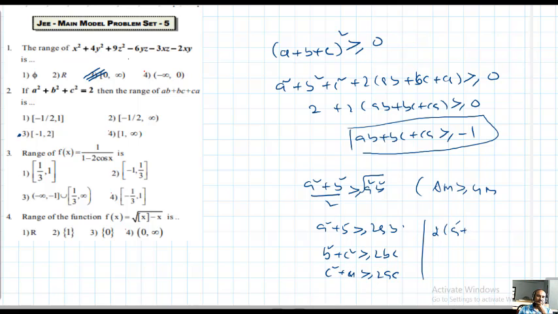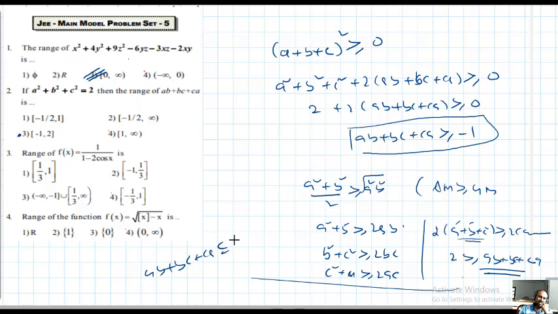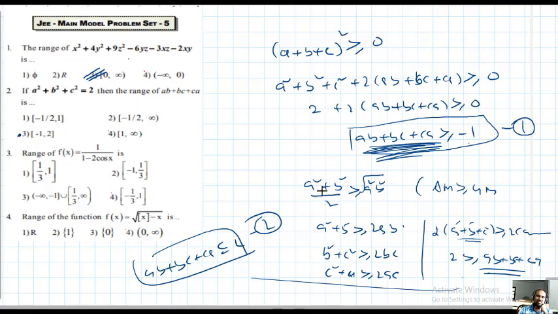What will we get then? 2 times of (a square plus b square plus c square) greater than or equal to 2 times of (ab plus bc plus ca). So 2 gets cancelled. Instead of this, I can write 2 greater than or equal to ab plus bc plus ca. What is the meaning of that? ab plus bc plus ca lesser than or equal to 2. This is one part, the first part. From the first result, what can you say? ab plus bc plus ca greater than or equal to minus 1. Less than or equal to 2 means ab plus bc plus ca belongs to closed minus 1 to closed 2. So the answer is 3.